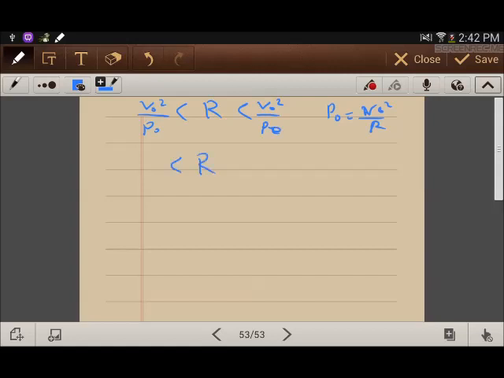So the resistance is 144 divided by 100 and less than 144 divided by 10. So I will get a load resistance which is greater than 1.44 ohms and less than 14.4 ohms.